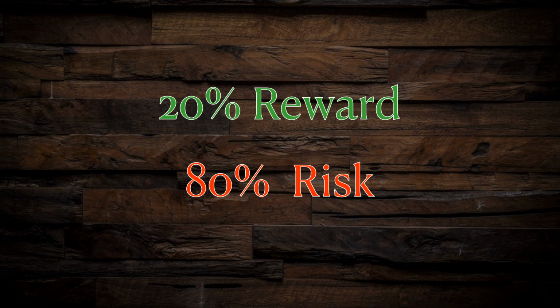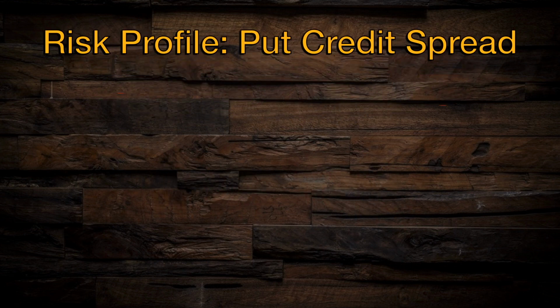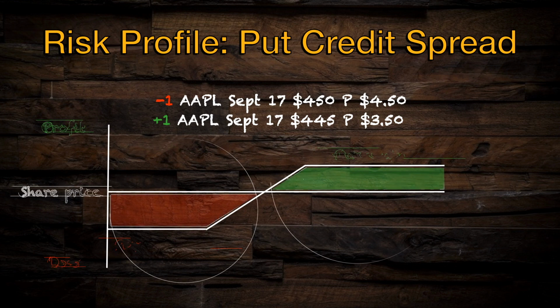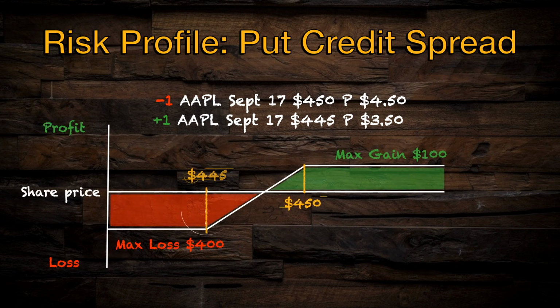For instance, if I'm selling a $5 wide spread, I'll try to collect about $1 or more in premium. Remember, when we're talking about options, you always need to multiply by 100 because each option contract controls 100 shares. This leaves us with a strategy with a max gain of $100 and a max loss of $400. This generally works best as an intermediate term strategy, leaving about 20 to 30 days until expiration.